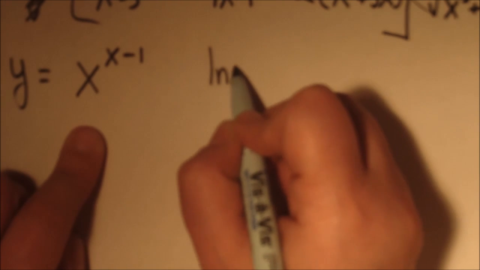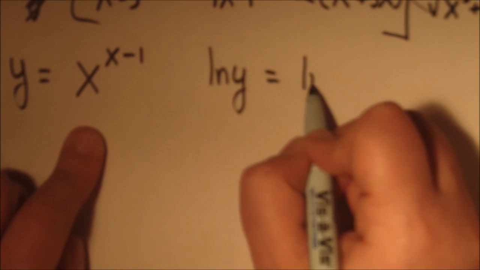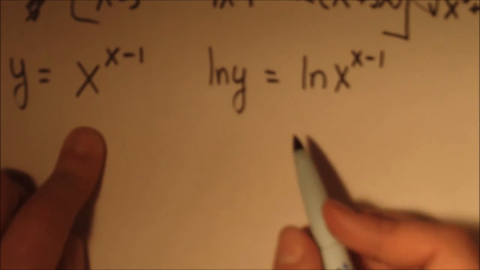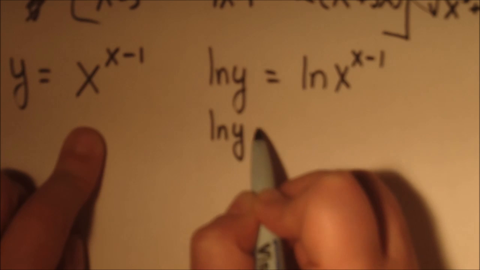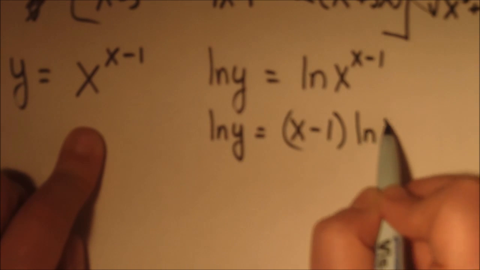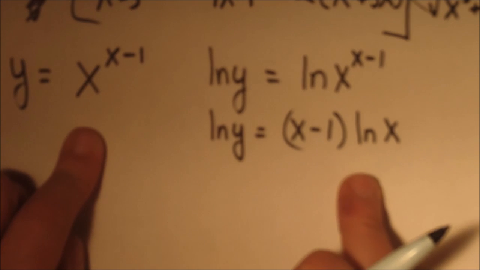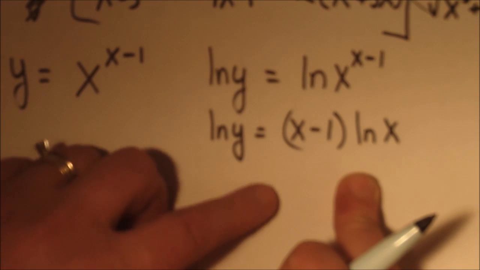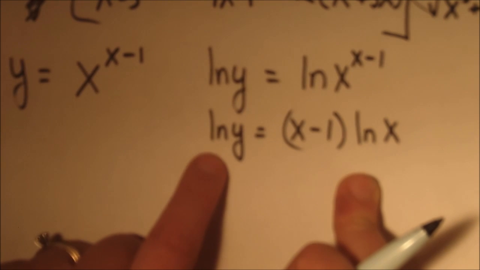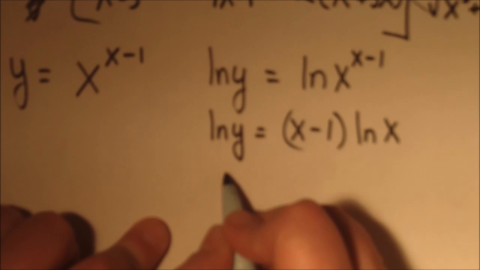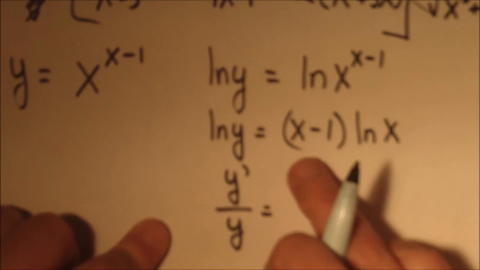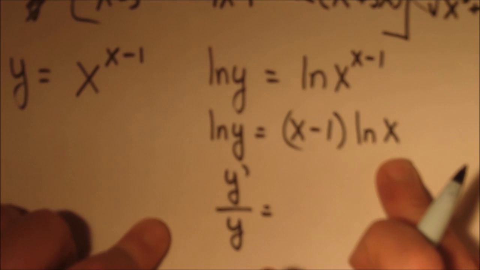Now coming back, I hope you took the natural log of both sides. Then use my laws of logs that let me drop this down in front. Now I'm actually ready to take the derivative. So notice I haven't started taking the derivative yet. I've just been rewriting this. Derivative of natural log of y is y prime over y. And then on the right-hand side, I need the product rule.